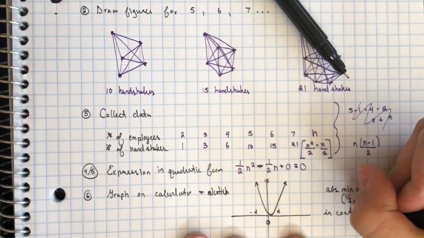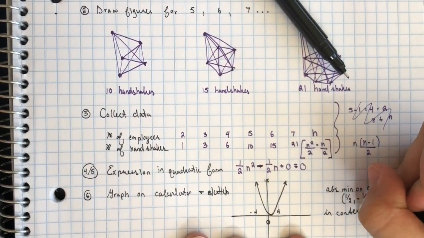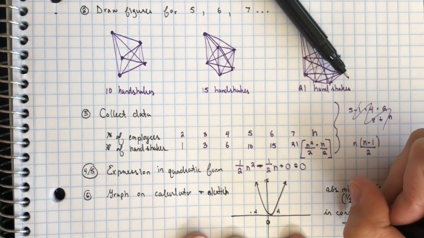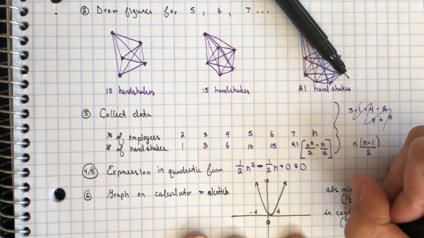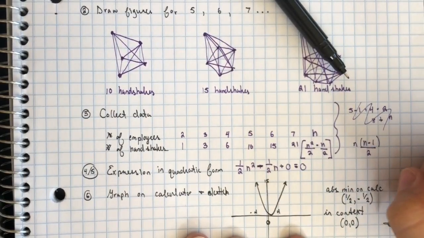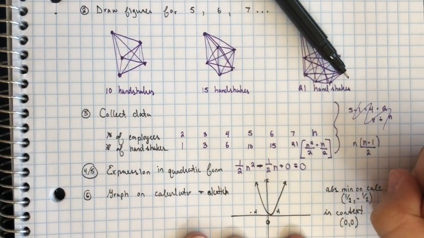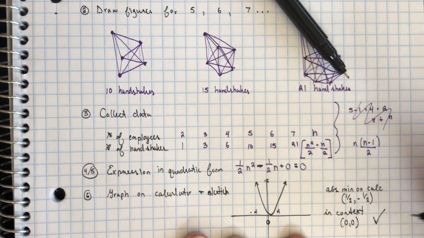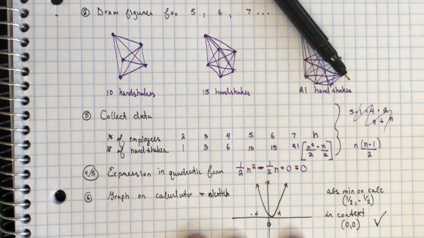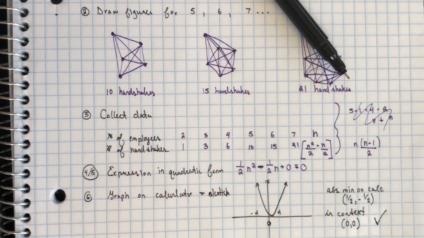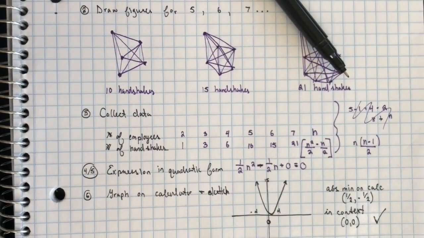Now the minimum on the graph was 1/2 and -1/2. But in reality, I don't have 1/2 of a person to shake hands with, and we can't have negative 1/2 of a handshake. So that minimum is not really supported in context. In context, the smallest number of employees I can have is 0, and of course that would lead to 0 handshakes. So we want to be mindful that when we're asking for the relative minimum or maximum, it actually makes sense in the context of the problem.